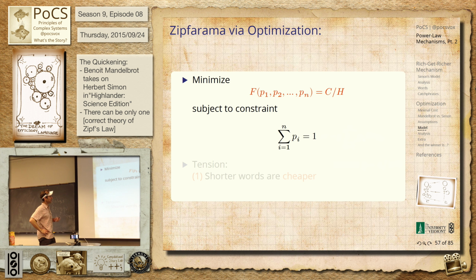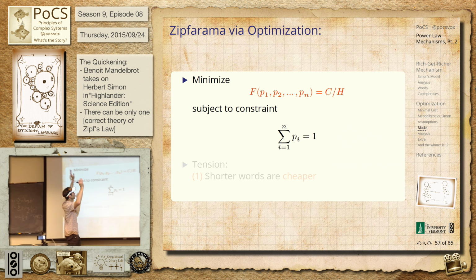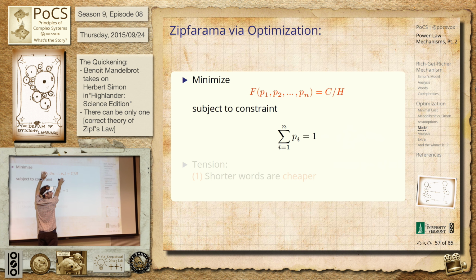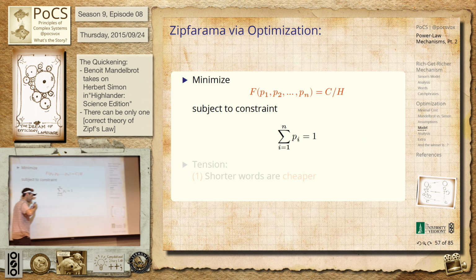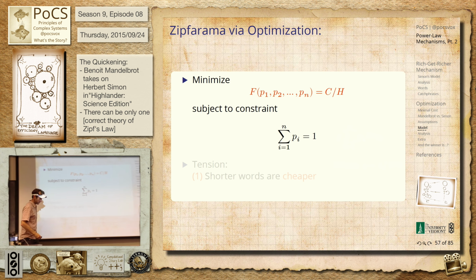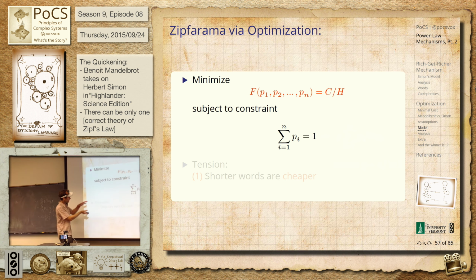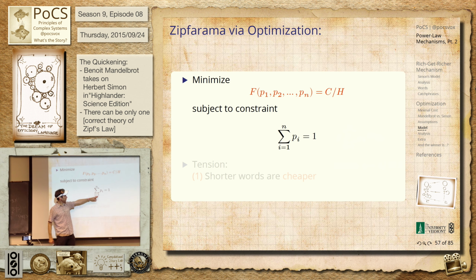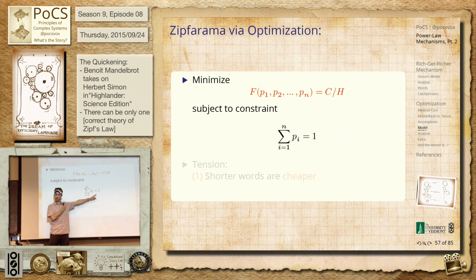Okay. Fun times. We're going to minimize this function, which has n variables, p1, p2, pn. That's the probability of all of these words. And we know that the words are in increasing order of length. That's one thing we've said. And the thing we're going to minimize is the total cost, the average cost per word, and then the average information content of each word. And then subject to this constraint, which is simply that the probabilities have to add up to 1.